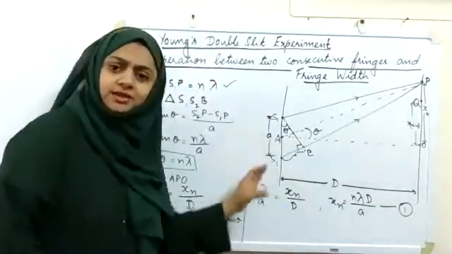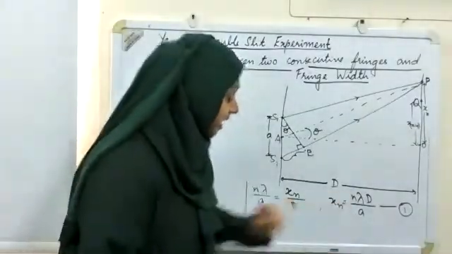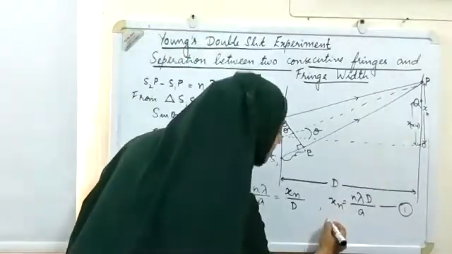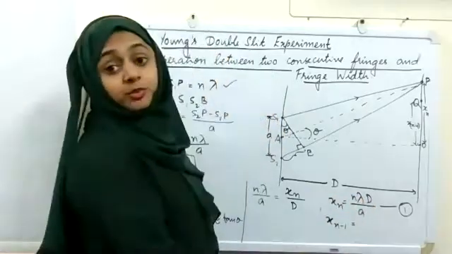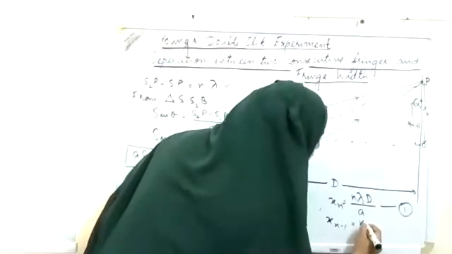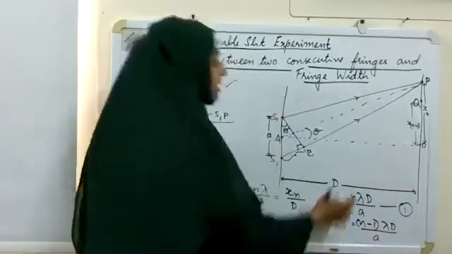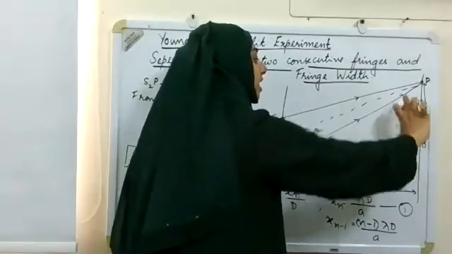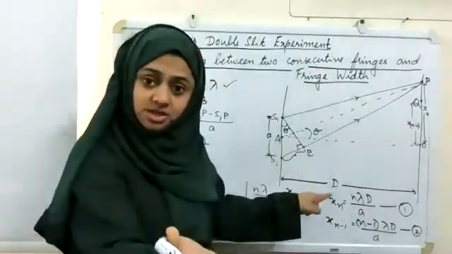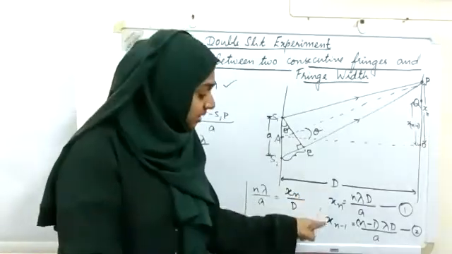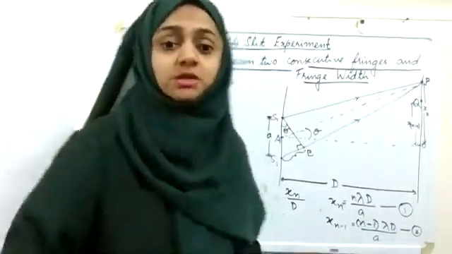So I will draw again the dark and bright fringes. So this is the xn, nth bright fringe. So I can write xn minus 1 will be equal to, instead of n, you just have to put n minus 1. So n minus 1 into lambda d by a. That will be the distance between O and Q. So you got two equations. One is the distance from the center to the nth bright fringe. Second is the distance from the center to the n minus 1th bright fringe. Is this part clear to you?